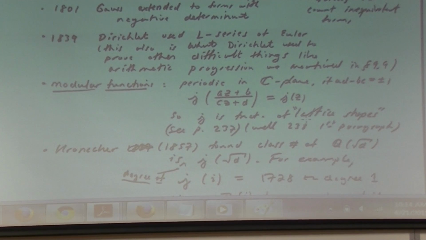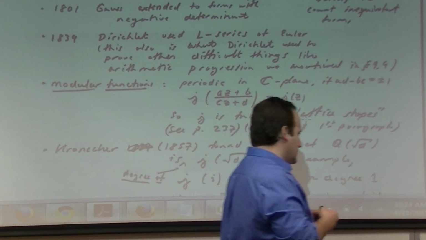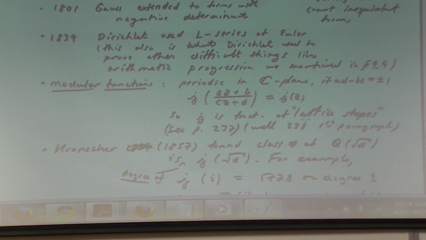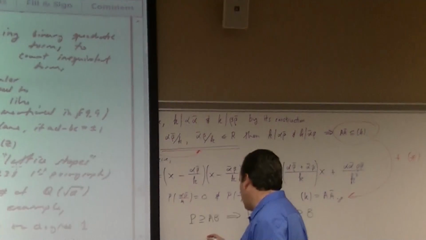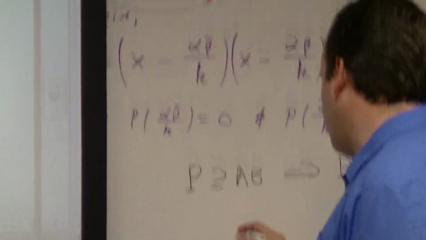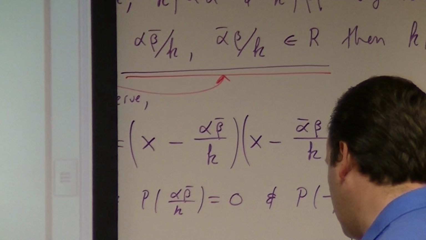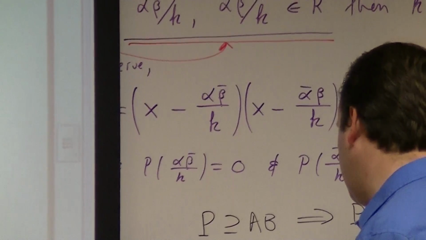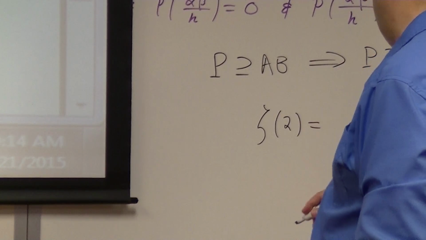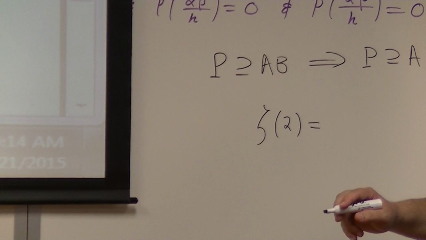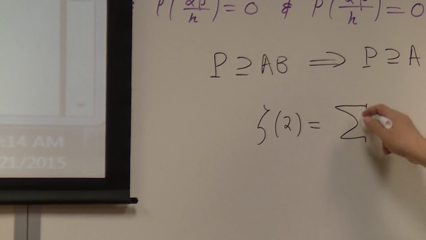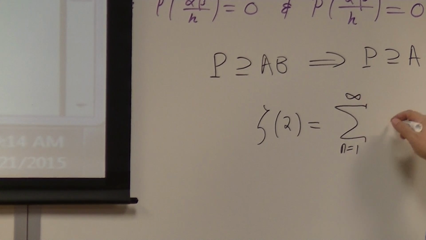And then in 1839, Dirichlet used something called L-series, which, of course, were introduced by Euler. The L-series are a generalization of zeta functions. Do you know what the zeta function is, guys? So zeta of 2 is what? It's the sum n equals 1 to infinity of 1 over n squared, yeah. So this, for example, would be pi squared over 6.